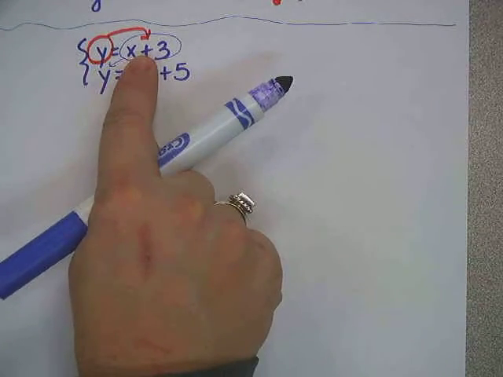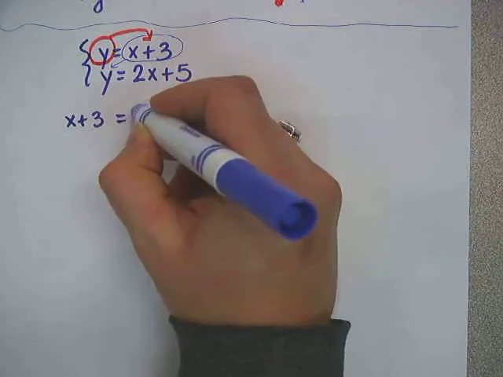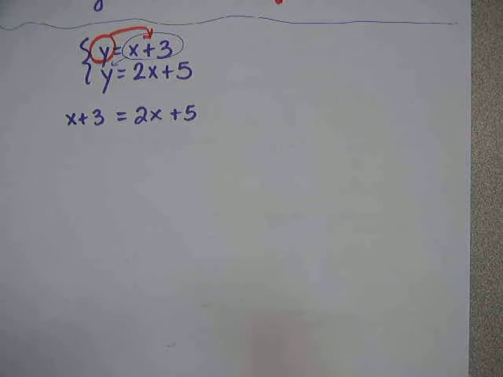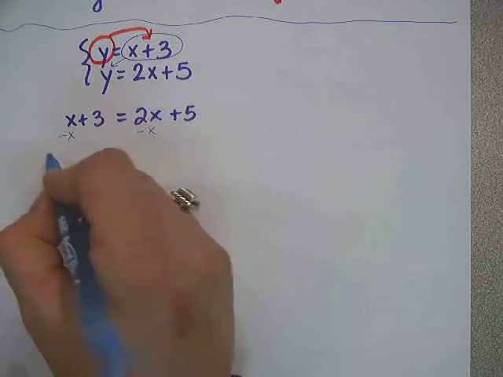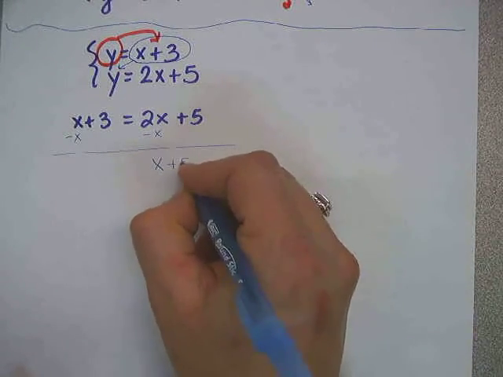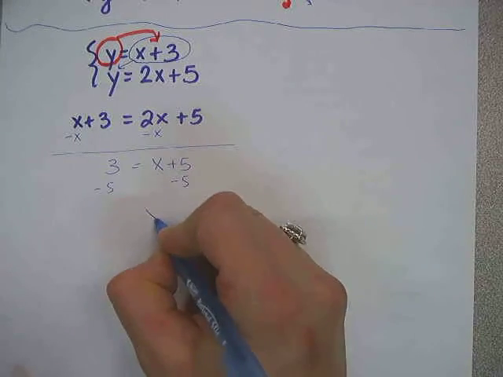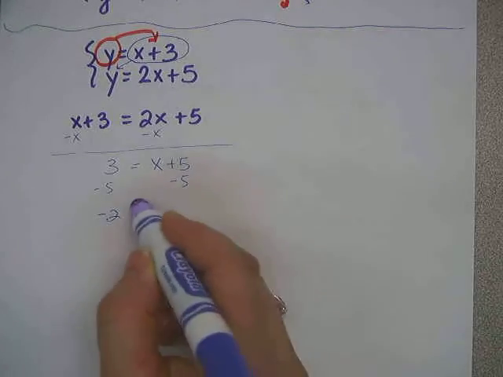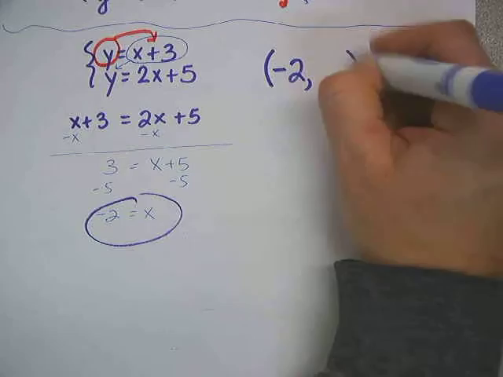So if y equals x plus 3, we're going to plug that in here and get the equation x plus 3 equals 2x plus 5. In other words, we just set these two equations equal to each other. And now doing a little bit of algebra, we can solve this to get a solution of x equals -2. So what we just found was half of our solution.